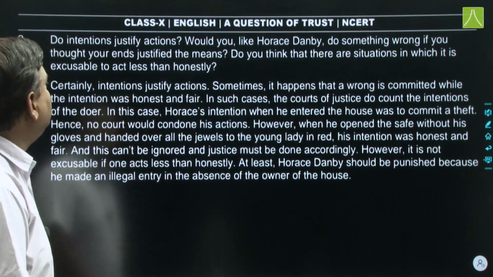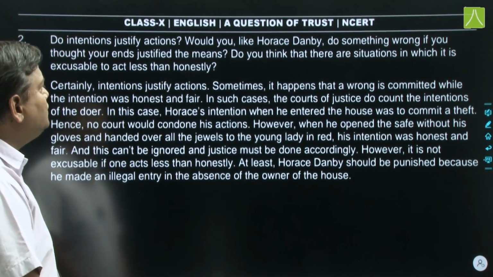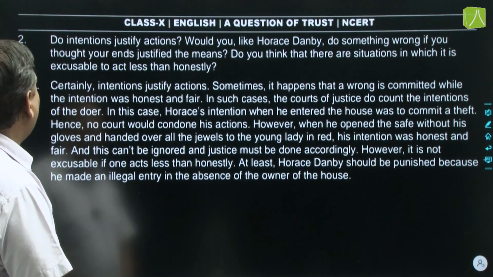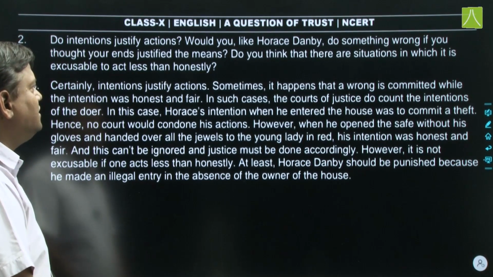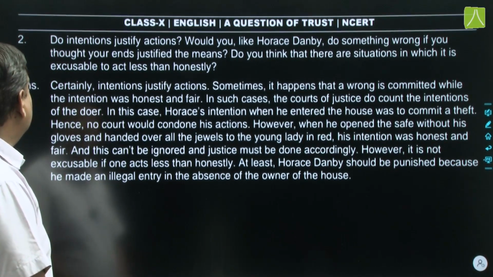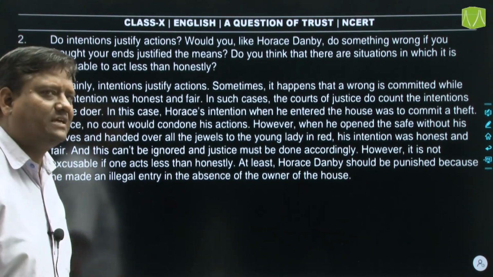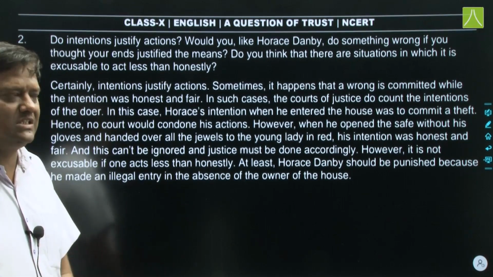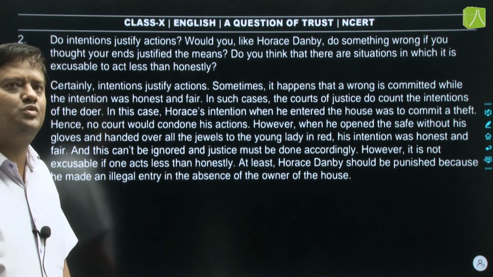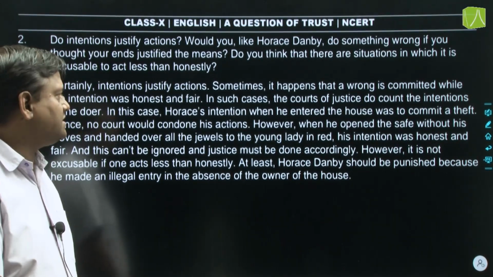Number 2, do intentions justify actions? Would you, like Horace Denby, do something wrong if you thought your ends justified the means? Do you think that there are situations in which it is excusable to act less than honesty? क्या आपको लगता है कहीं कहीं पे थोड़ा सा डिसऑनेस्टी चलती है? क्या आपको लगता है कि आपकी जो सोच है वही आपके काम को, वही आपके एक्शंस को जस्टिफाई करती है?